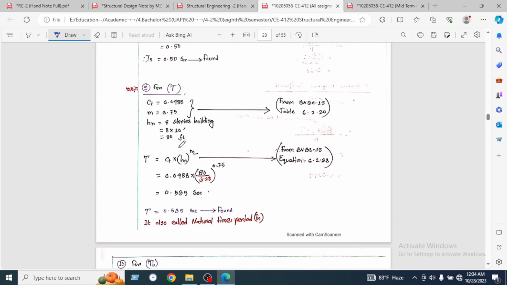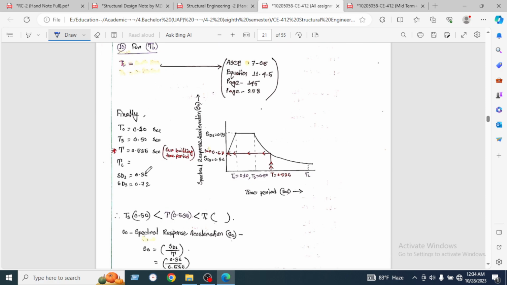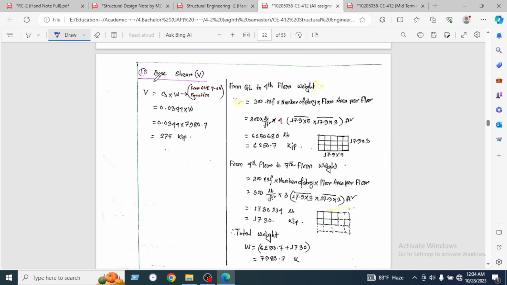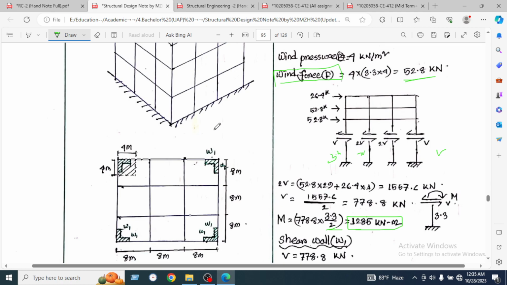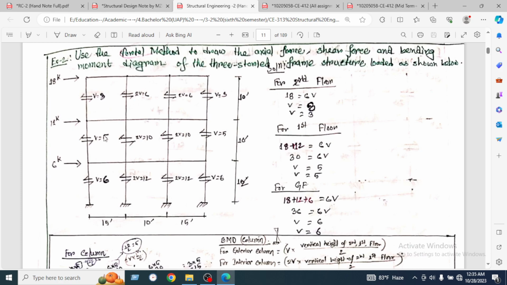And in the same way we will get the T, Ct, and then we will get the SD1, the time factor, and spectral response acceleration, and finally we'll get the base shear. This is our final ultimate base shear. C is equal to 0.4 into Fa. This is our V. The value we will use here is V. Then we will calculate in the portal method. Here is the portal method we have found here.